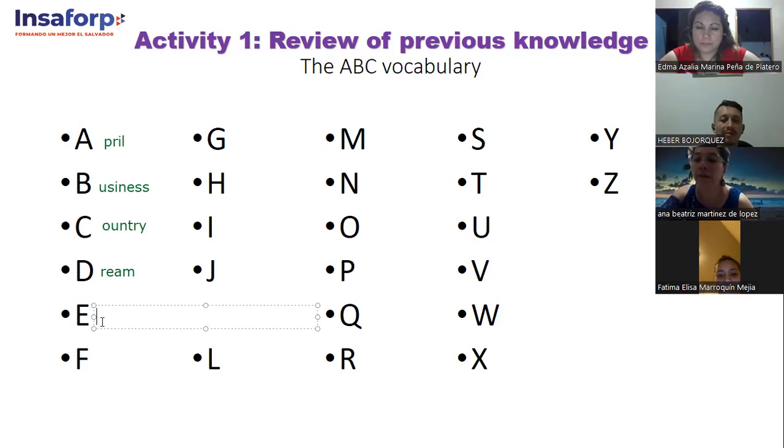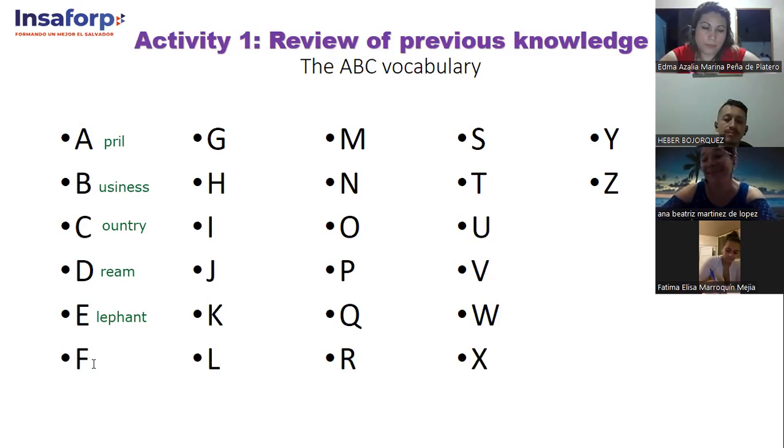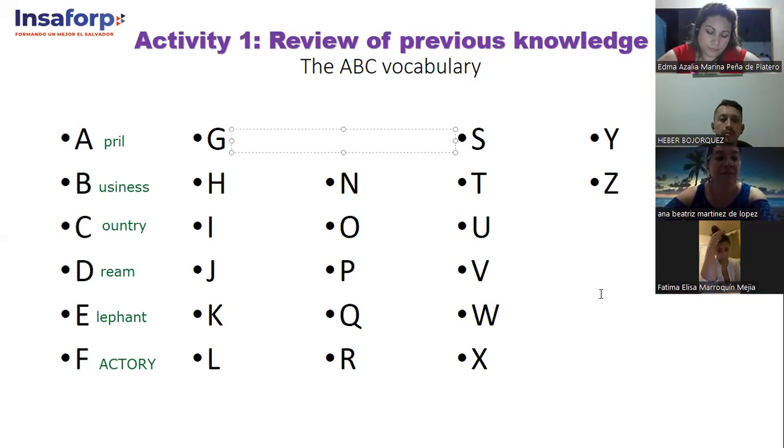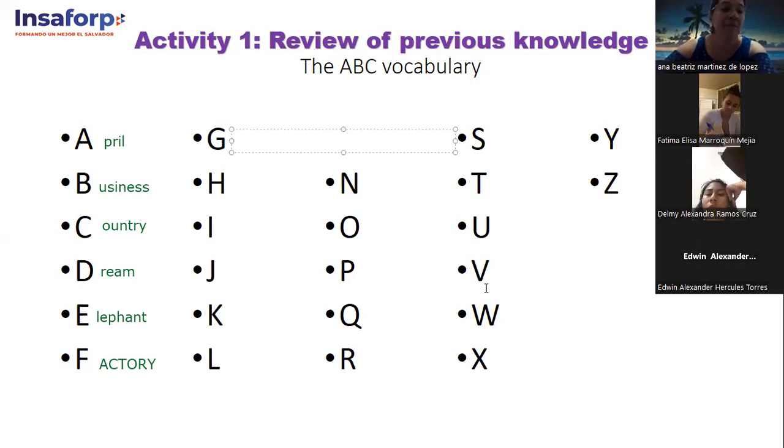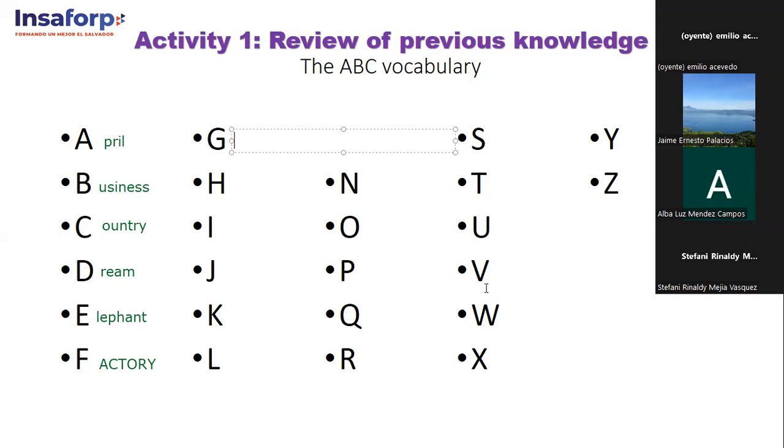Okay. Elephant. Elegant, right? Okay. Elephant. Okay, letter F? Who has the letter F? Factory. Okay, nice. Factory. Letter G? Me, teacher. Okay. Game. Repeat. Game. Please. Game.